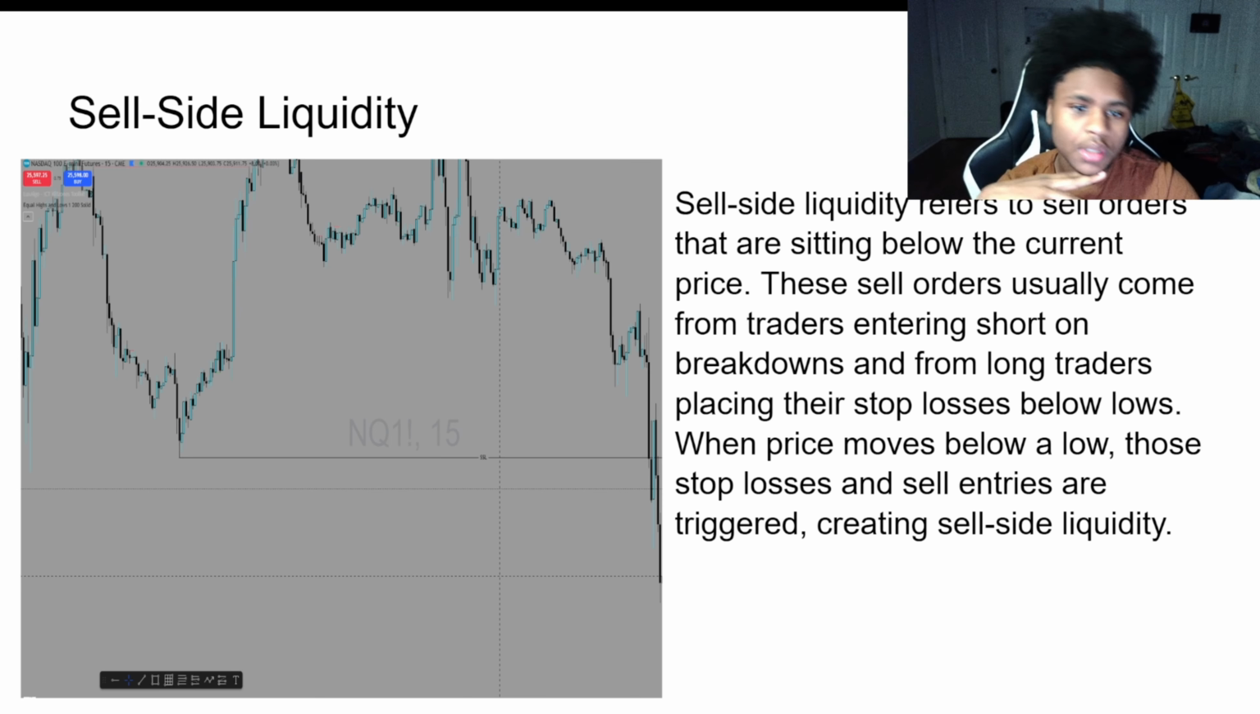Sell side liquidity. Sell side liquidity refers to sell orders that are sitting below the current price. These sell orders usually come from traders entering short on breakdowns, and from long traders placing their stop loss below lows.